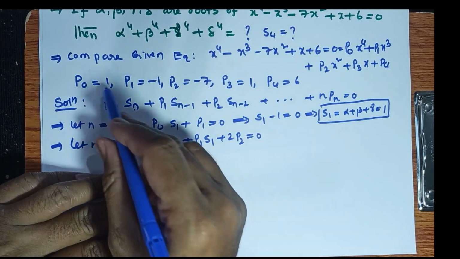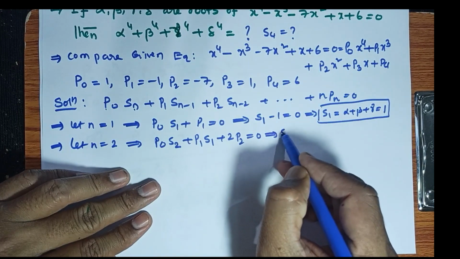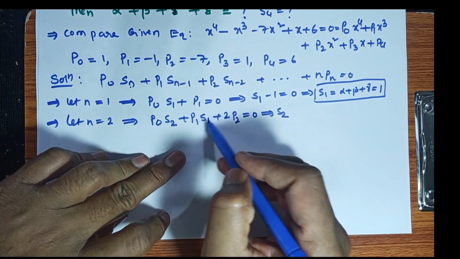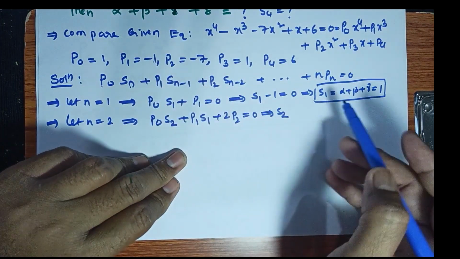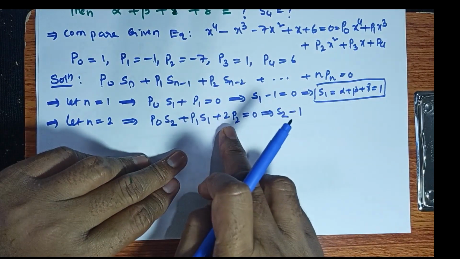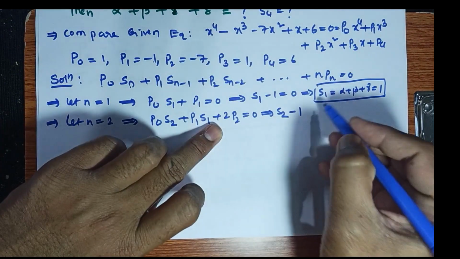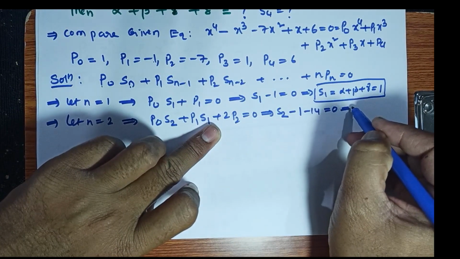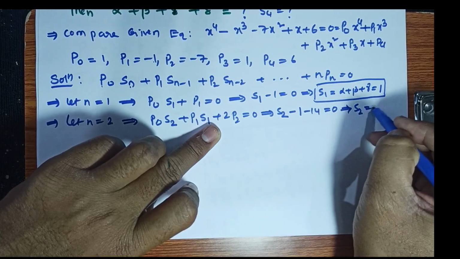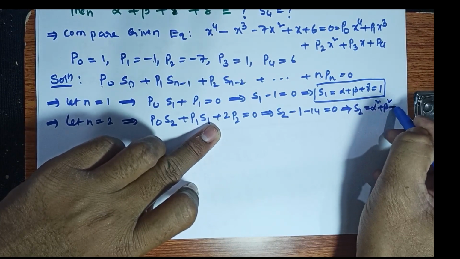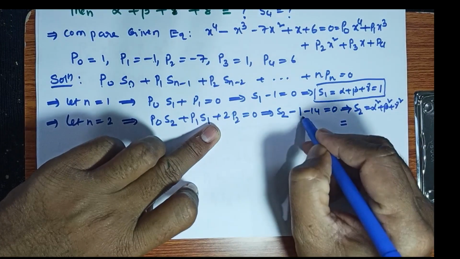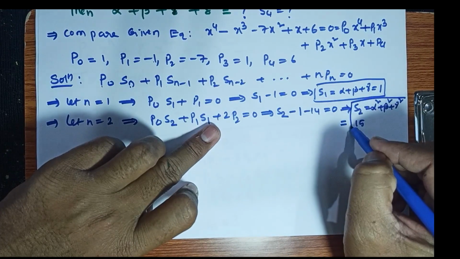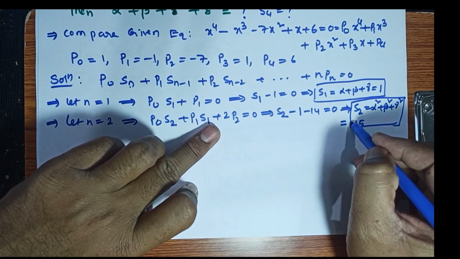So p0 is 1, into S2 is S2. Next we take p1 S1: p1 is minus 1, S1 is 1, so minus 1. Then 2 into p2, what is it? 2 into p2 is 14. Minus 14 is equal to 0. So S2, which is alpha square plus beta square plus gamma square, sending to the right side, is equal to 15. So the S2 value we got is 15.